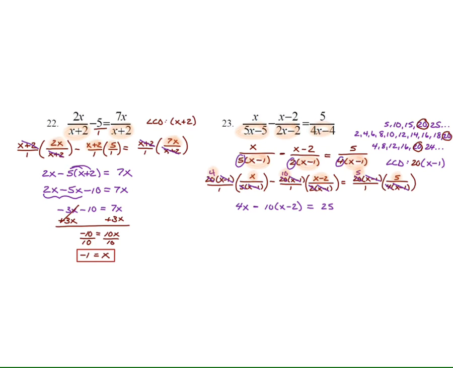Now this equation is one that we've solved. You distribute the minus 10, combine your x terms on the same side, so negative 6x plus 20 equals 25. Subtract 20 from both sides. Negative 6x is 5. Dividing both sides by negative 6, I get negative 5 over 6.